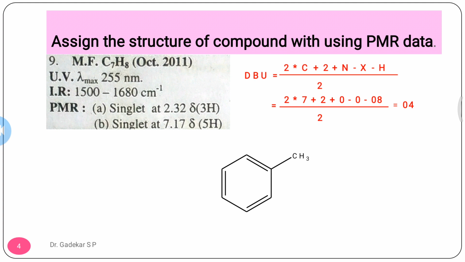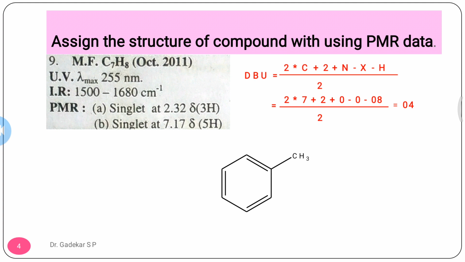Okay, so the given PMR data is a singlet at 2.32 delta for 3 hydrogens. A 3-hydrogen singlet means there are no neighboring protons.